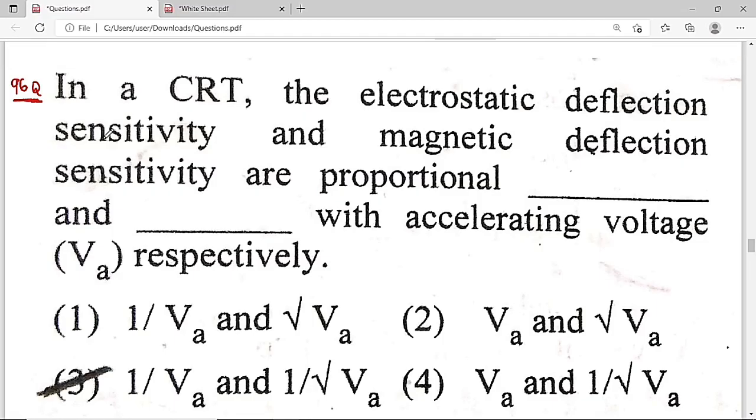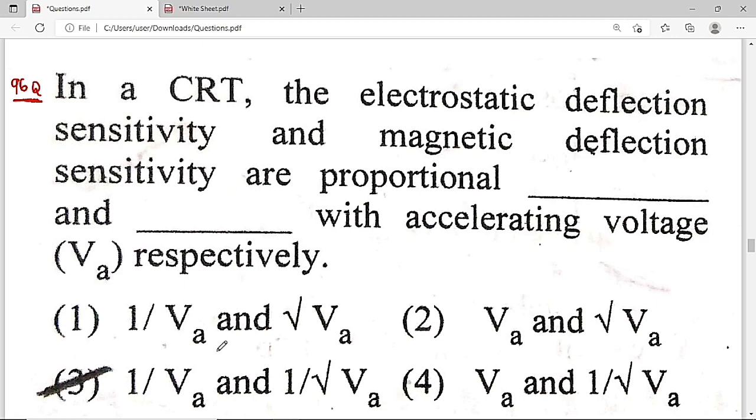So now we are going to discuss the 96th question. See the question here. In a CRT, the electrostatic deflection sensitivity and the magnetic deflection sensitivity are proportional dash and dash with the accelerating voltage here respectively. So basically in this question they are saying that in a CRT, we need to figure out the relation of the electrostatic deflection sensitivity as well as the magnetic deflection sensitivity with respect to the accelerating voltage.